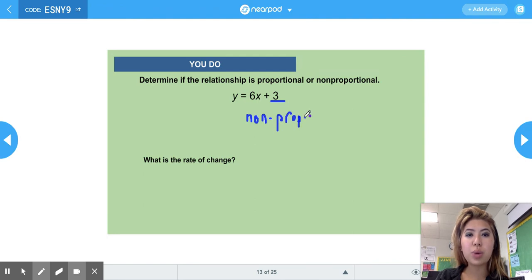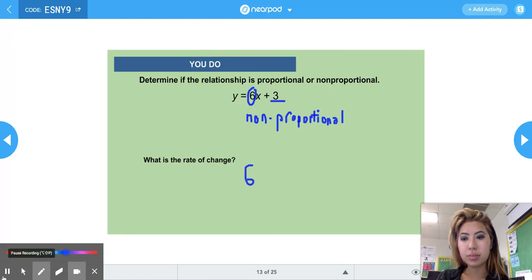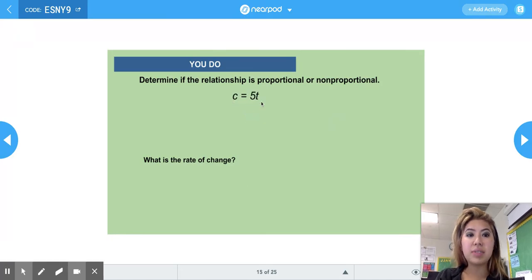And in terms of what is the rate of change, our rate of change in this case is going to be called our slope. And our slope for this equation is 6. For this equation, we have c is equal to 5t. So even though it's not using x and y, it's in the similar form that we've seen before of y is equal to k times x. And so that makes this equation proportional. And our rate of change, the only number in this equation, is going to be 5.